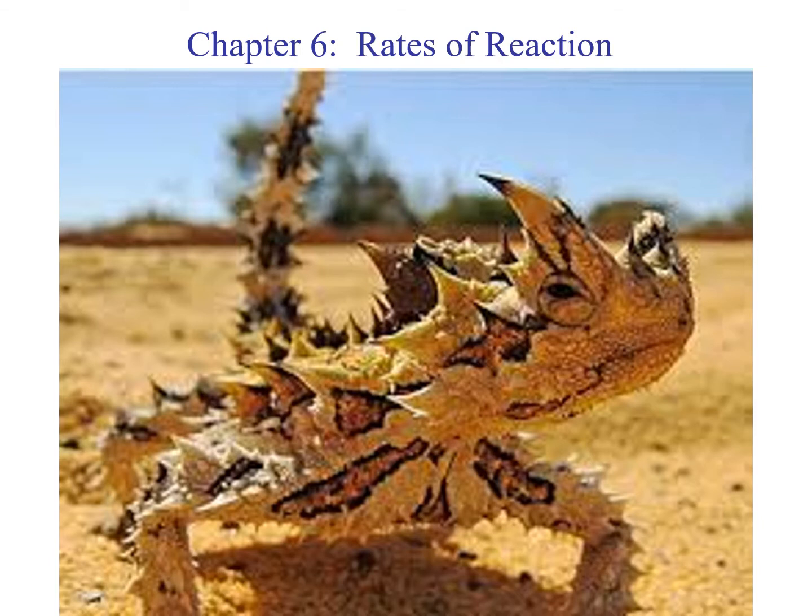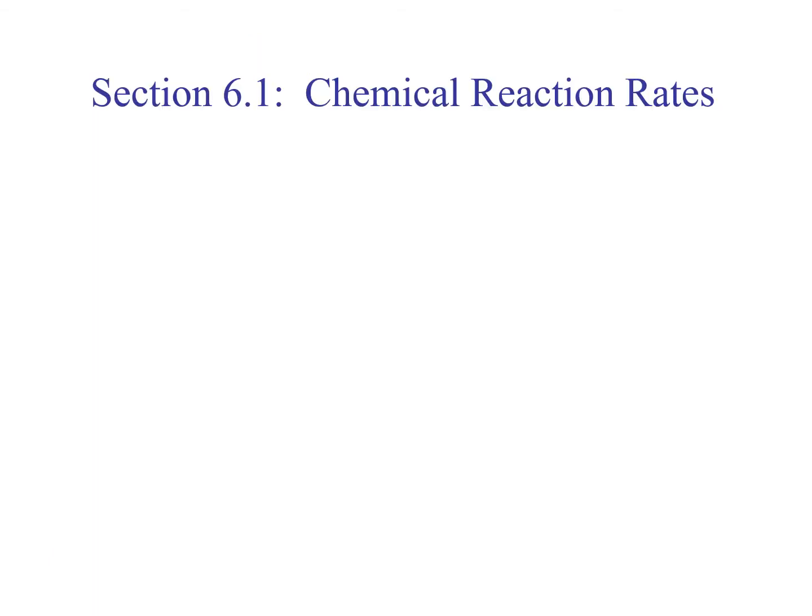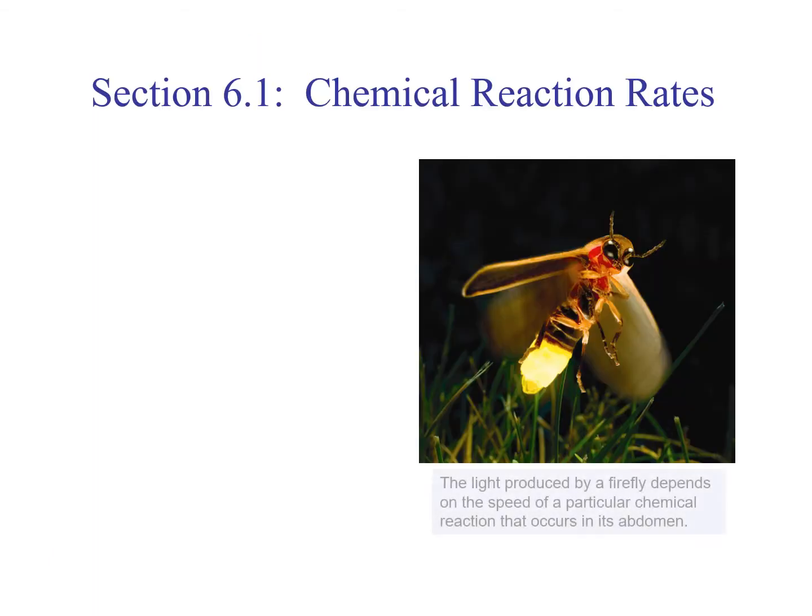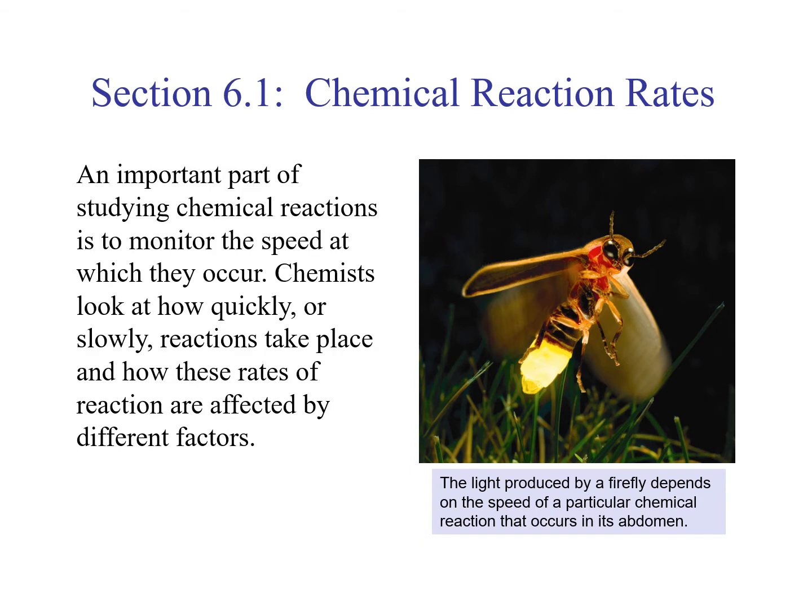We start Chapter 6 by looking at chemical reaction rates. The firefly shown here produces its light by a specific chemical reaction in its abdomen. The more of the enzyme luciferase it has, the greater the rate of the bioluminescent reaction. How quickly or slowly a reaction occurs is studied by chemists. Chemists can also determine how these rates of reaction are affected by different factors, such as concentration, temperature, pressure, surface area, and the presence of a catalyst.